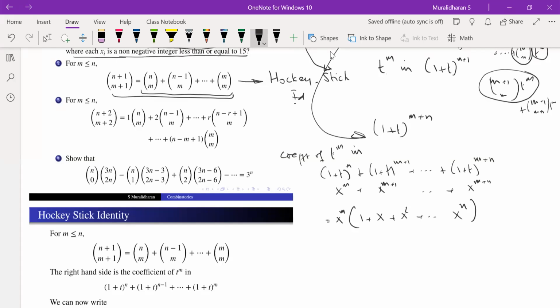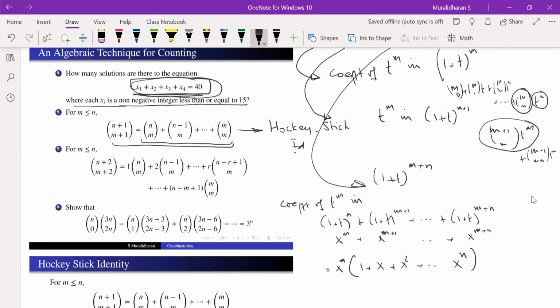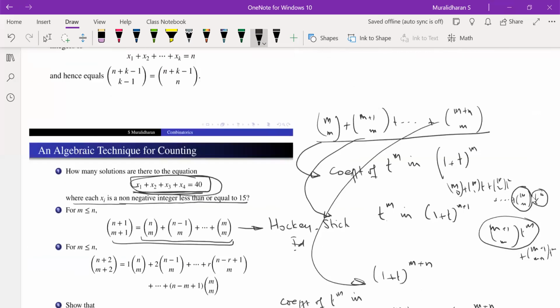Wait, why is the last term m plus n? Because it says that the largest term is n choose m. It's not m plus n choose m. So I'm kind of confused. No, what is it again? If the last term is m plus n choose m, correct? But in the question, doesn't it say n choose m, not m plus n choose m?